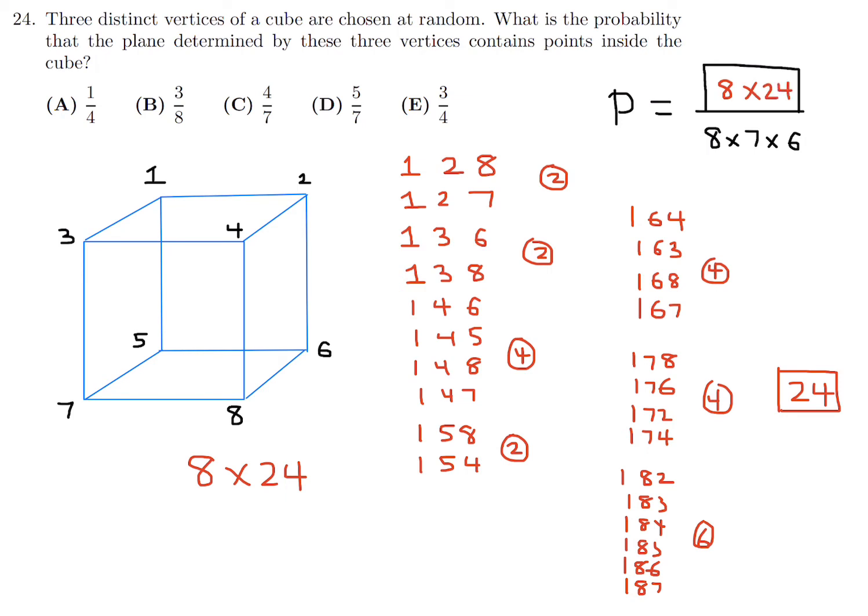Of course, we have to lower it to lowest terms. Let's see here. The 8's cancel. 24 divided by 6 is 4, so I just get left with 4 over 7. And therefore, number 24, the answer is C.